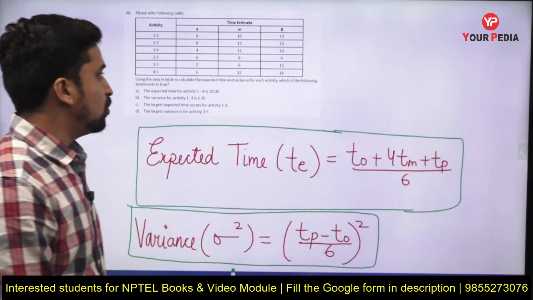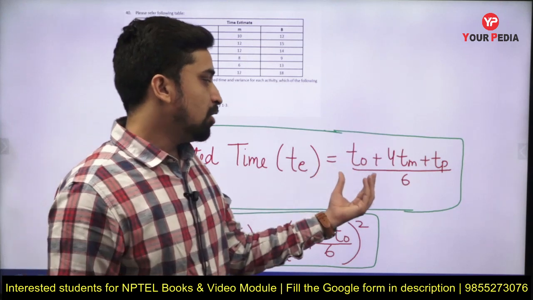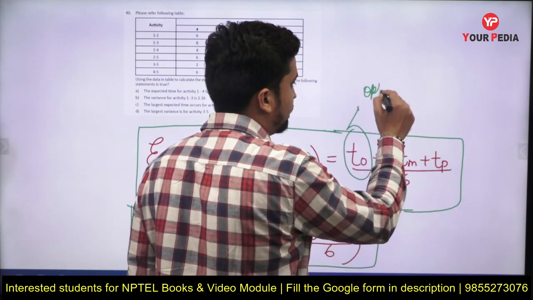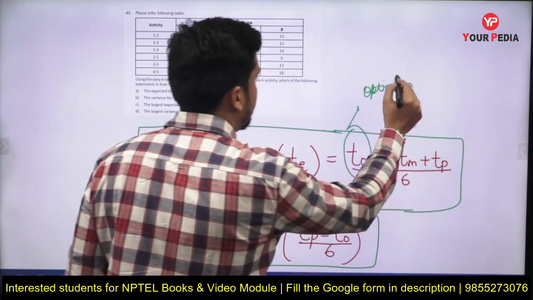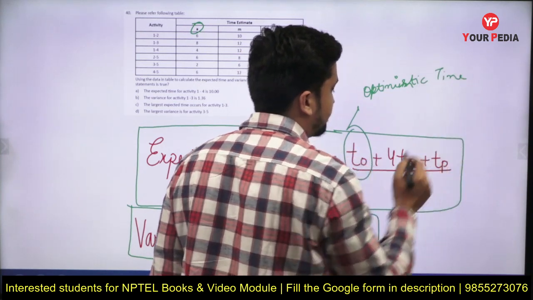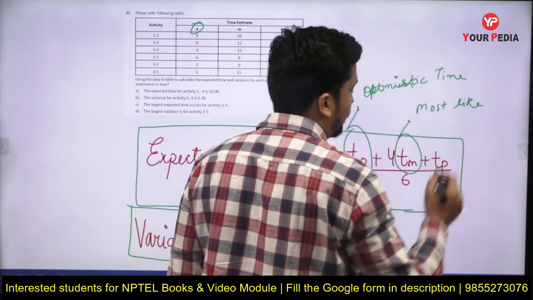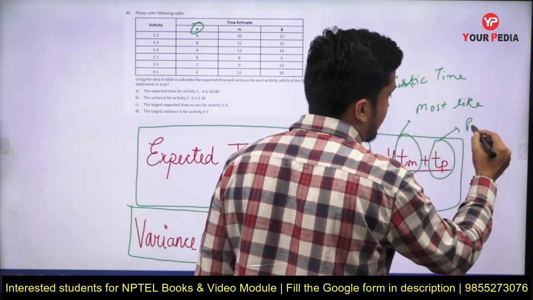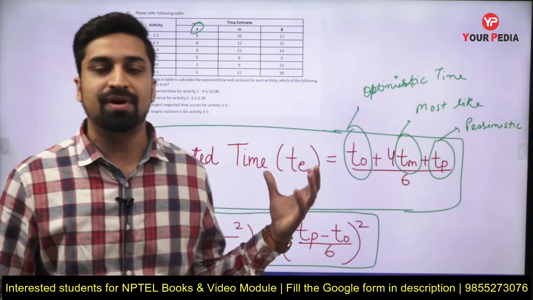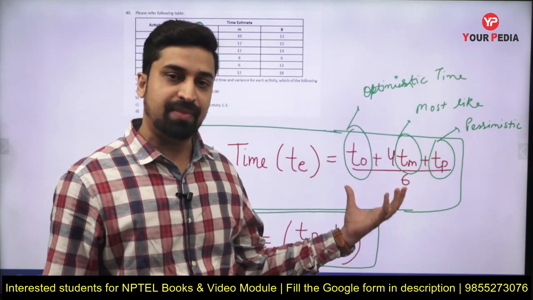As we all know, the expected time TE for any activity in PERT analysis is given by TO plus 4TM plus TP divided by 6, where TO is the optimistic time, which in this question is given as A, and this is the minimum time. TM is the most likely time when conditions are normal, and TP is the pessimistic time when conditions go adverse. So these are the 3 time estimates given to us, and on the basis of that we can easily find the expected time of any activity as TO plus 4TM plus TP divided by 6.